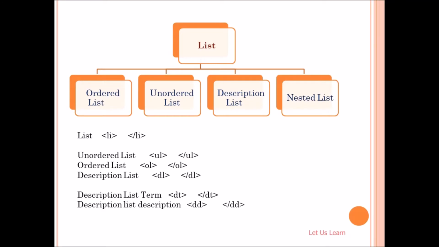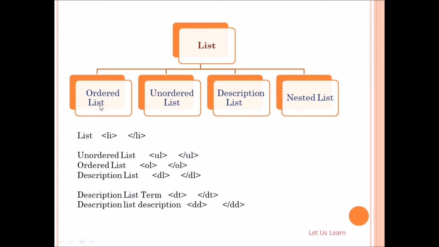Hi students, in this video we are going to see how to create a list in your web page using HTML code. A list is nothing but the bullets and numbers we use in Microsoft Word, right? The same. There are three types: ordered list, unordered list, and description list, and the last one is a nested list. It means you can use both ordered and unordered in the same code itself.